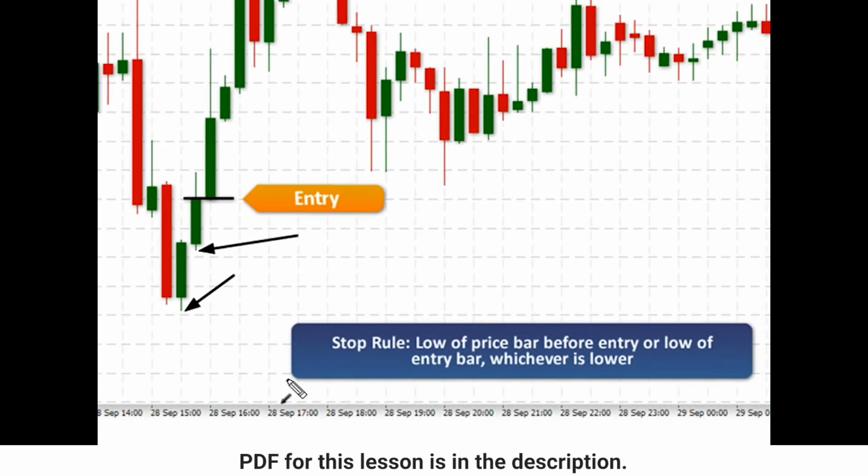If we were going short, this stop rule will state whichever is higher, the entry bar's high or the high of the bar before the entry. But to simplify the rule, we have applied it directly to just the long position shown here.